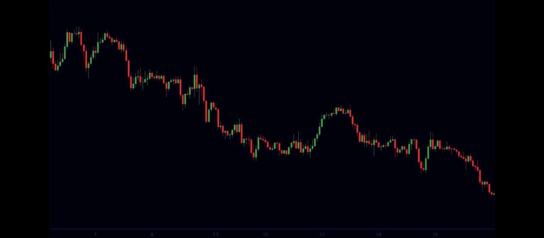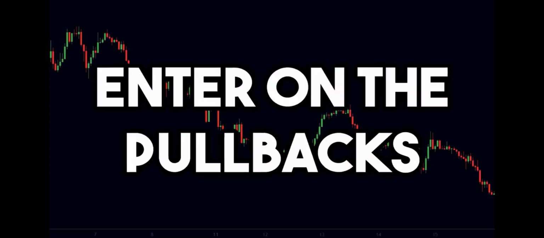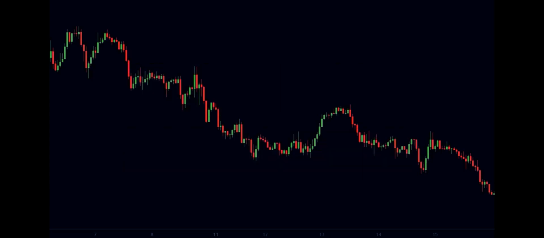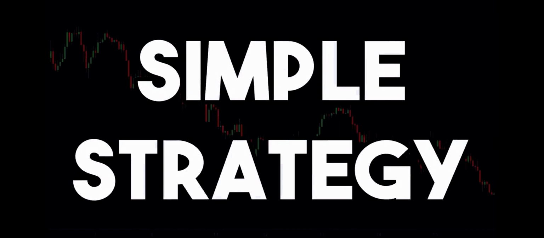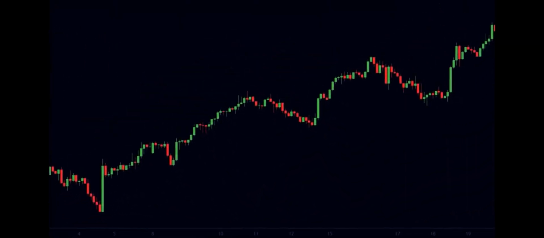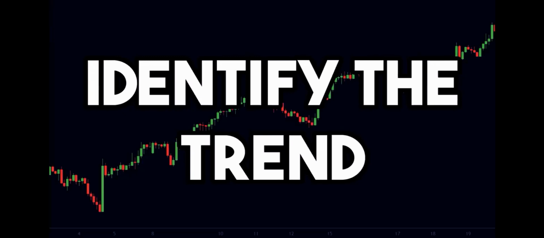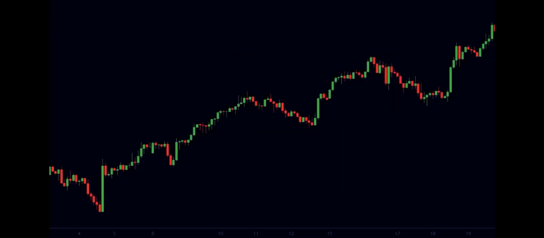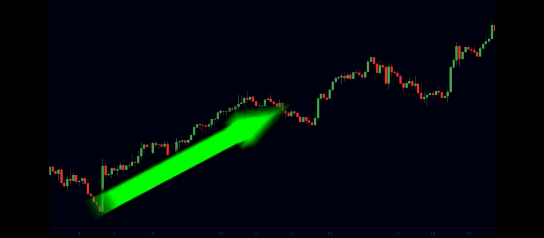The best way to trade in trending markets is to enter on the pullbacks. So here is a simple strategy to enter on the pullbacks. The first step is to identify the trend. Here we see that the price was making higher highs and higher lows. So the price was in a clear uptrend.